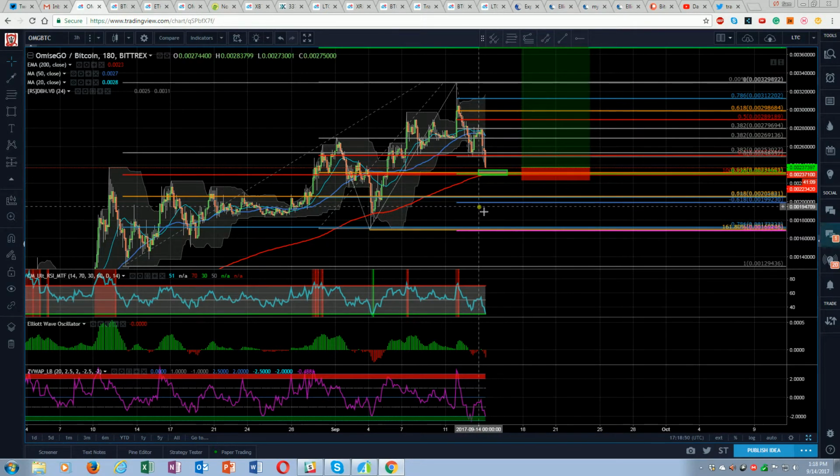Great looking setup. But again, there's no guarantee. The only thing I can almost guarantee you is that we're going to get a reaction here. As to whether or not that's the pivot low, that remains to be seen. But we certainly have strong evidence to build the case for a trade there.